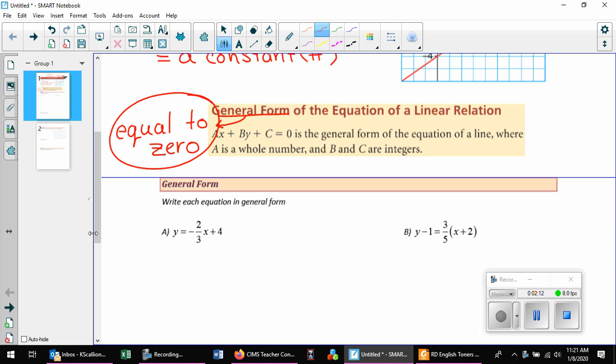Okay. We need to write the equation in general form. You ready for this? Okay. Step 1. And here's another thing. A is a whole number. A is the coefficient in front of x.